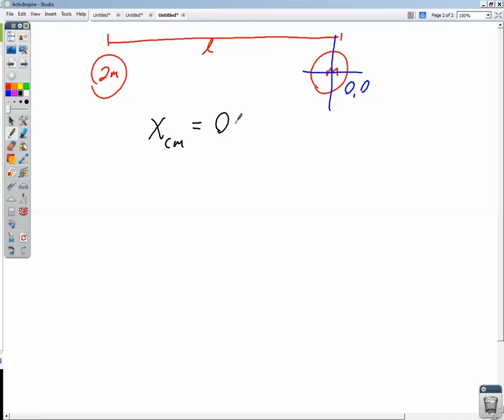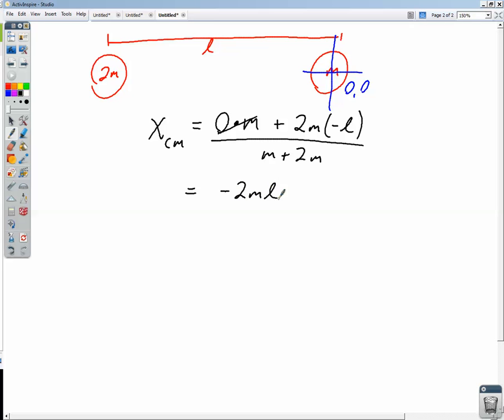So plugging stuff into our equation, we've got x of the center of mass is equal to the position of the first guy, 0, distance from the origin, times his mass, little m, plus distance of the second guy. Now we're going over here to negative L. So we've got his mass, 2m, times negative L, according to the way that I've drawn my coordinate system. And we're going to divide it by the total mass of the system, m plus 2m. So again, 0 times m is 0. We've got negative 2mL divided by 3m. Masses cancel out, and we've got the x-coordinate of the center of mass is equal to negative 2/3 L.